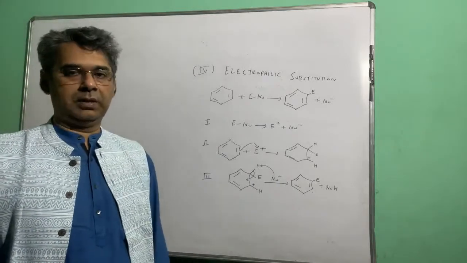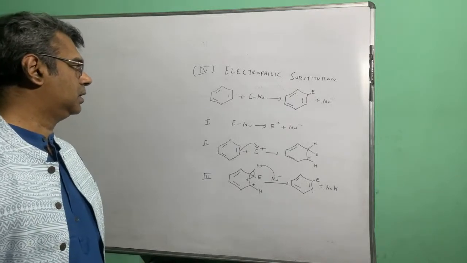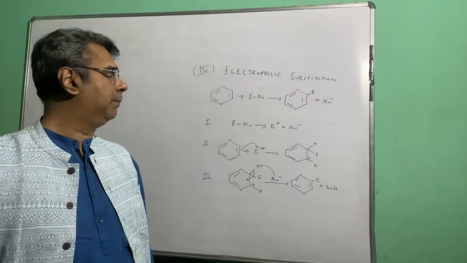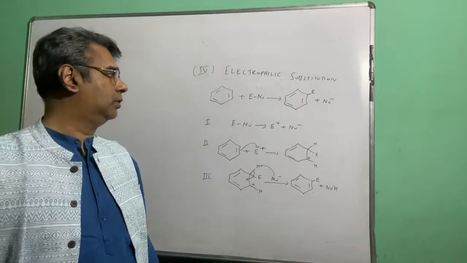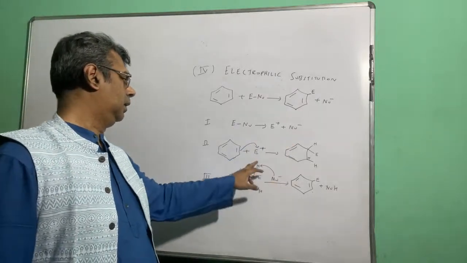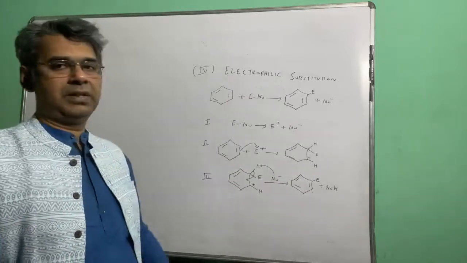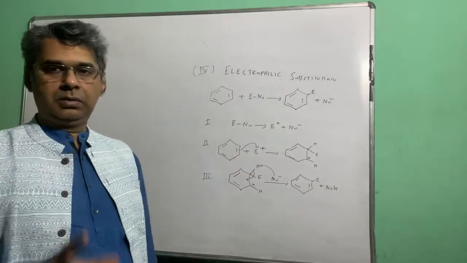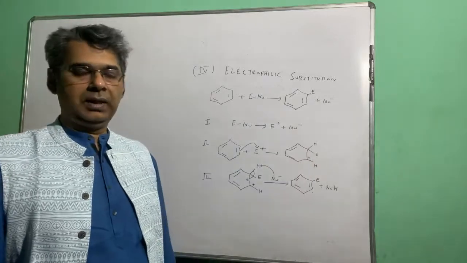mechanism of electrophilic substitution. So in electrophilic substitution, the primary thing is the aromatic ring, the benzene ring. It is being attacked by a reagent which has an electrophilic part and a nucleophilic part. The electrophilic part is initiating the reaction because the benzene ring is rich in electrons. So the electrophile will go towards the ring and it will get attached to the ring like this.